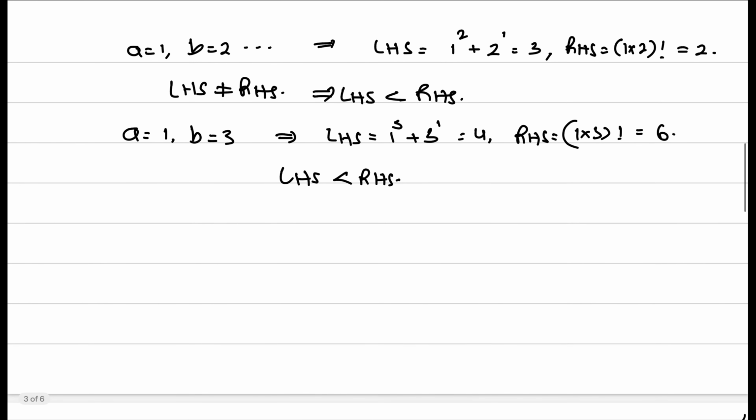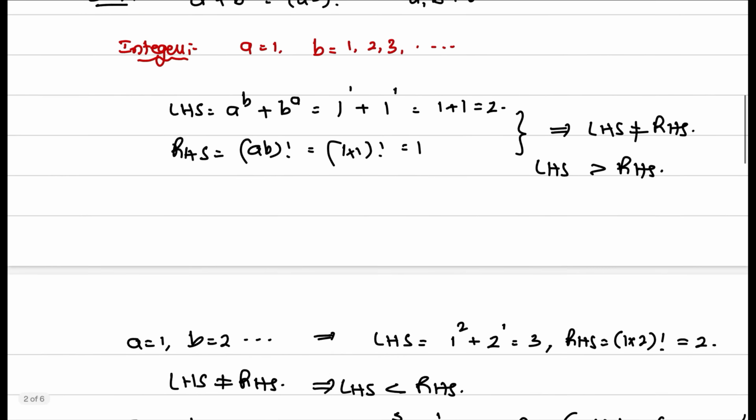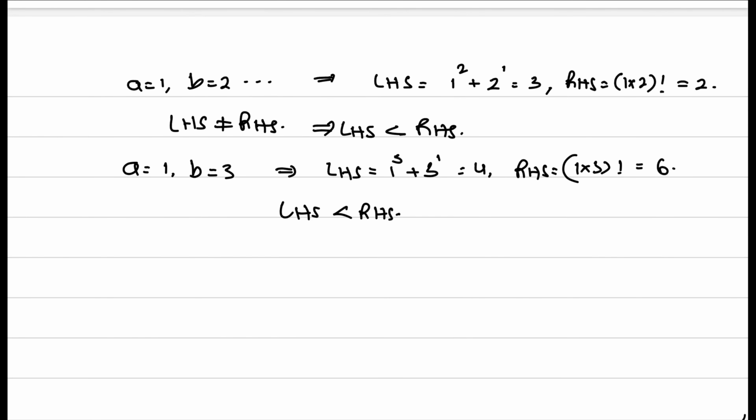That implies, for other values of b with a equal to 1, it is not equal. That means for integer values, let us try for a is equal to 2 and b is equal to 1. The same as above.